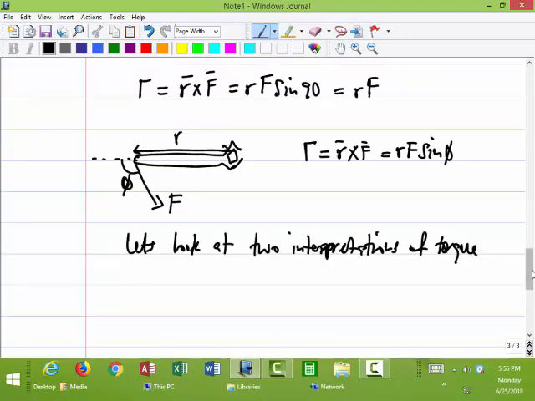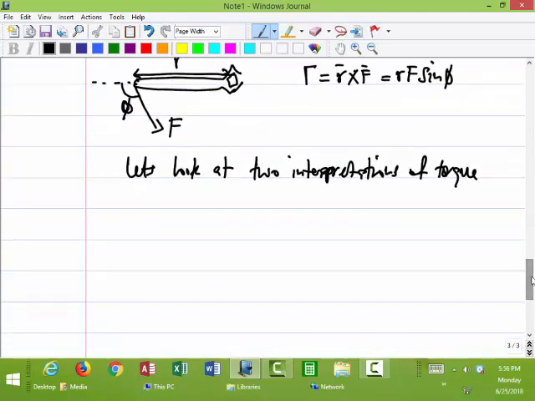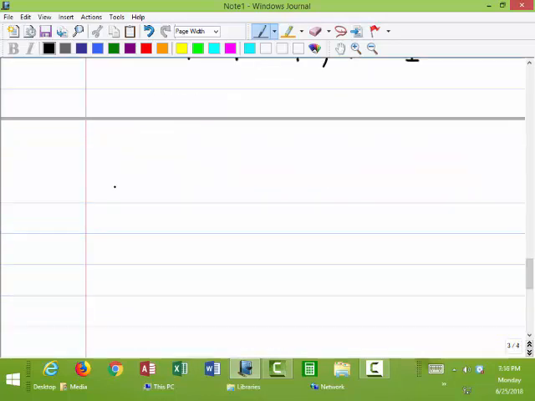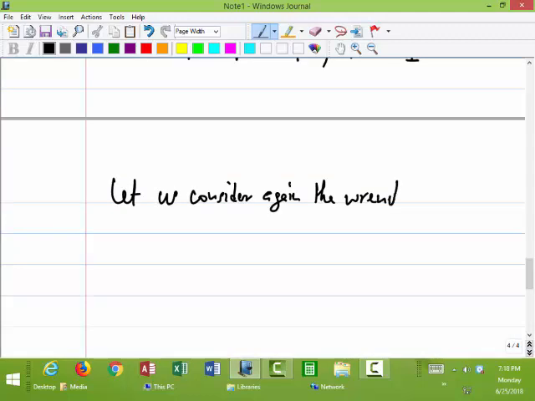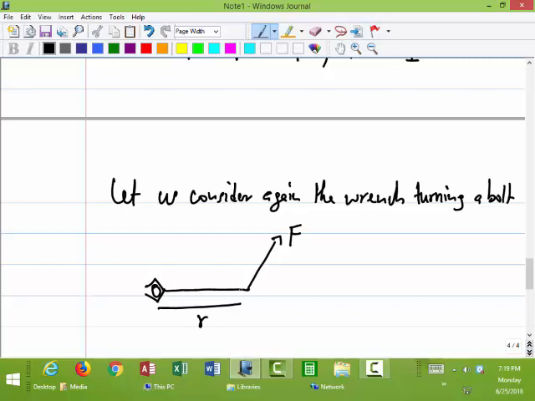So we can look at two interpretations of the torque. We shall start off by using our example above in the second case. So let us consider again the wrench turning a bolt. We shall do this to arrive at two interpretations of torque. So let's consider again, this is our wrench this time, and let's say that the wrench is this way and this is the bolt here. So let's apply a force this way. So this is your force F, and your lever arm is R, and the angle is phi this way.